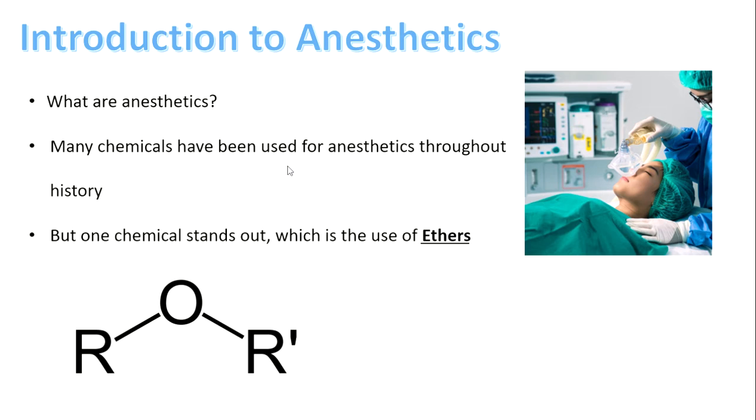And there have been many chemicals that have been used for anesthetics throughout history. However, there is one chemical that stands out, and that is the use of ethers. Ethers were the first anesthetic that was able to significantly do its job both safely and effectively. So in this presentation, I will explore the processes that have led to the discovery of ether as an anesthetic and the mechanism behind why ethers are able to work as an anesthesia.